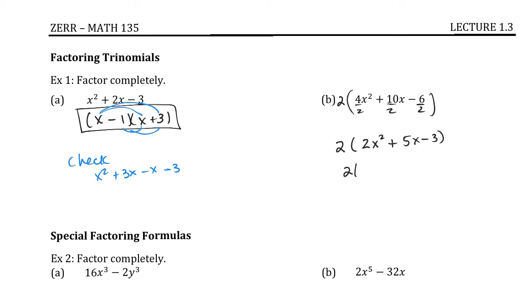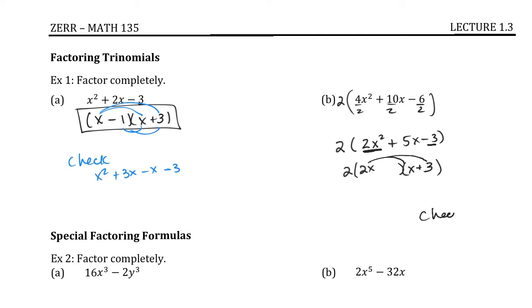And now I just need to figure out what binomial works. So let's see, we need 2x and x. Those are the factors that multiply to the first one. We need the factors that multiply to the second one. Well, let's see, if I did 2x times x, that's 2x squared, and then 2x times a 3, that would be positive 6x.